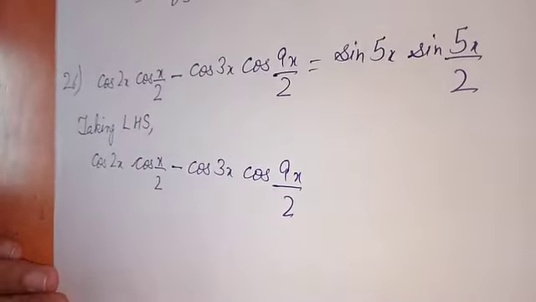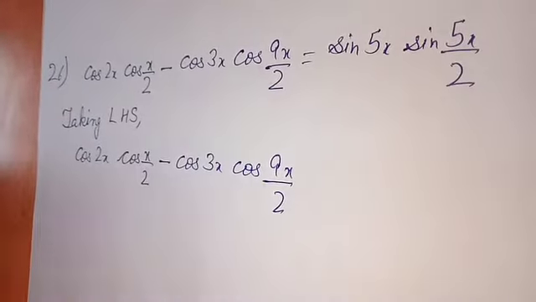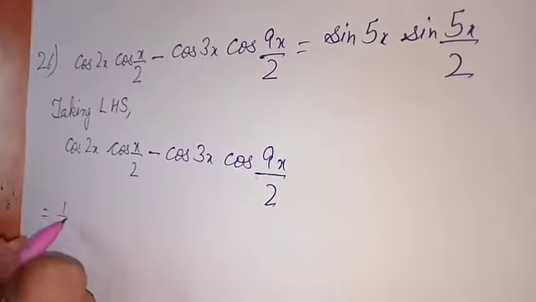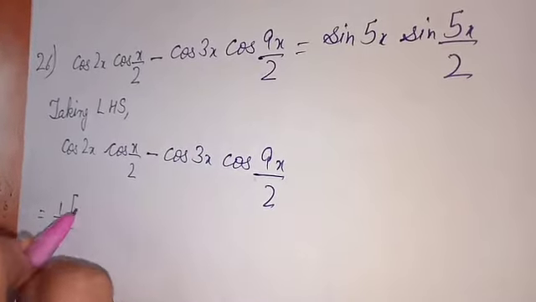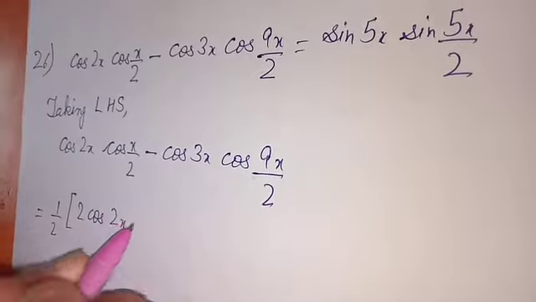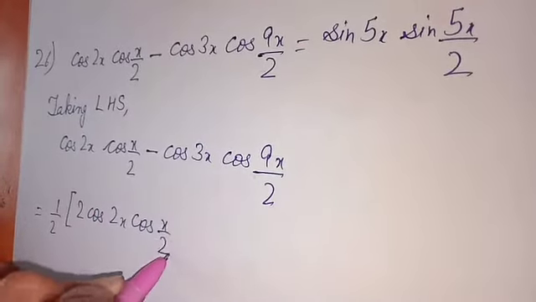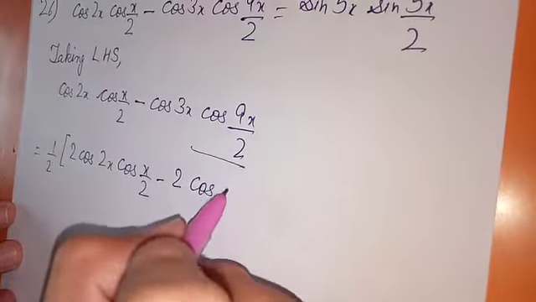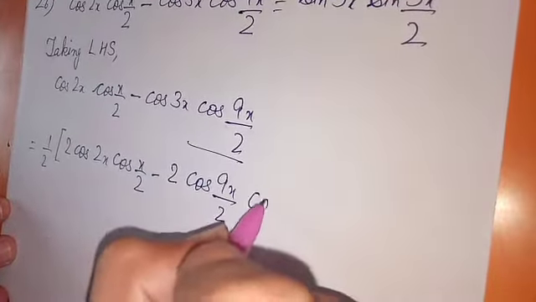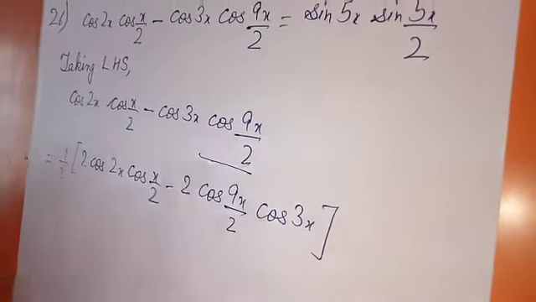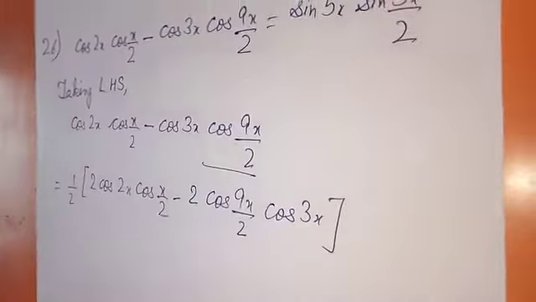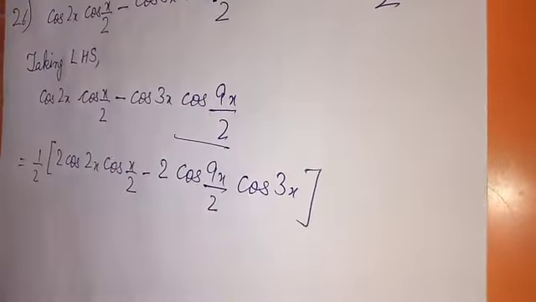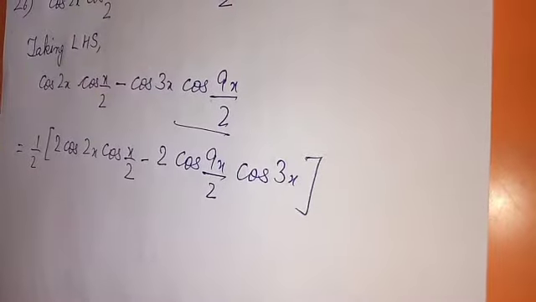So first of all, what we can do, we can multiply and divide this by 2. So what we will get, 1 by 2 into 2 times cos 2x into cos x by 2 minus 2 times cos, I can write this first, 9x by 2 cos 3x. So there is no change in our left hand side. Now it is given in identity number 21, first part.